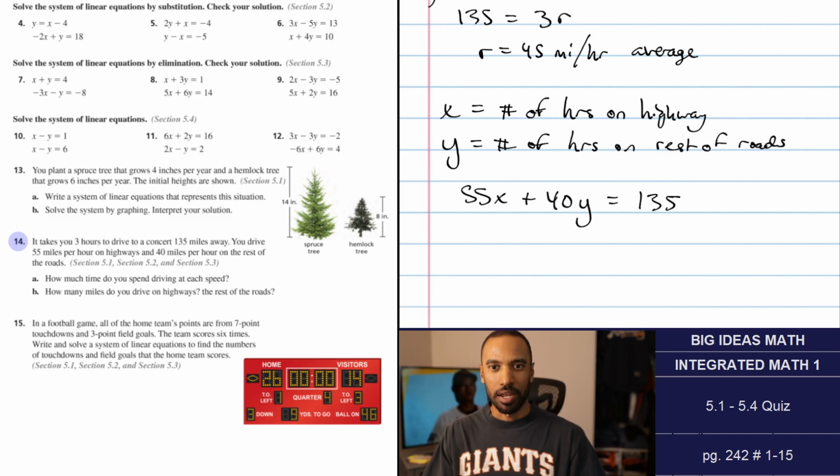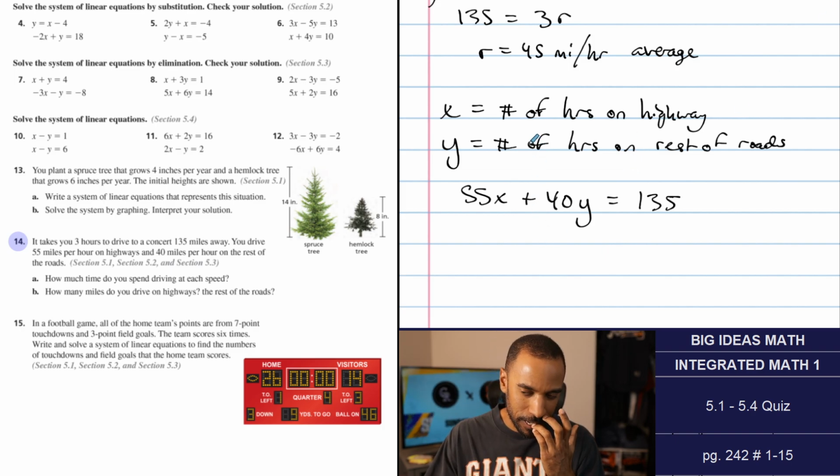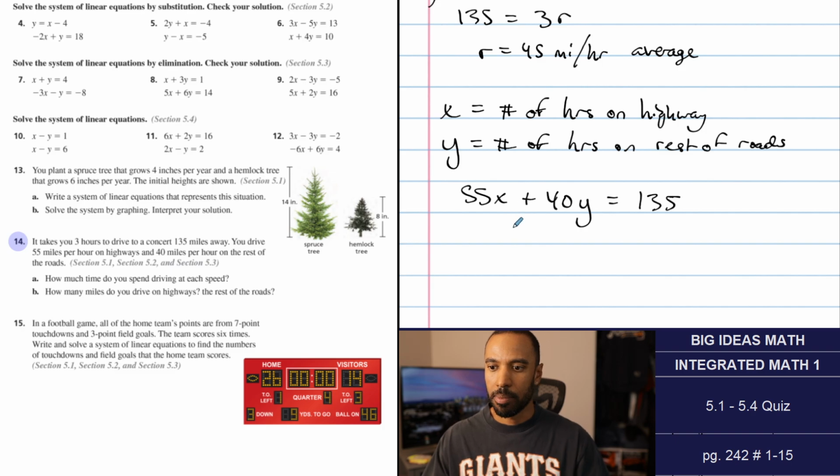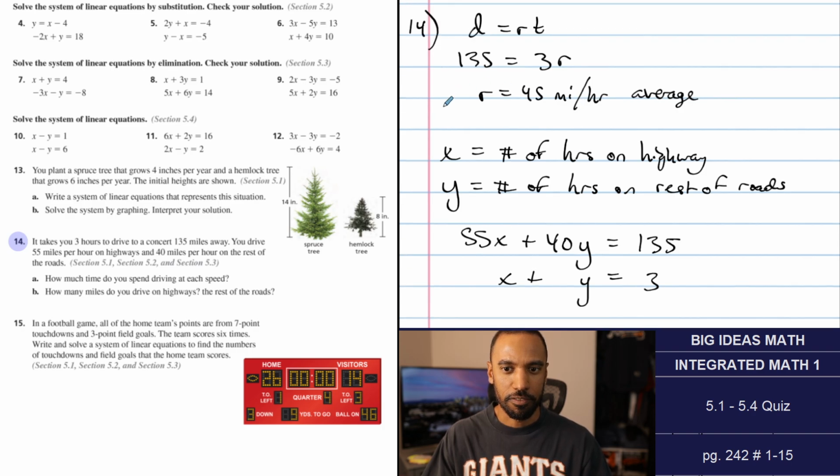I'm thinking about this one. The average thing is bugging me. It's not 55 plus 40 over 2. Oh, it's just 3 hours. So the amount of hours, x plus y equals 3. I don't know why that took me so long to come up with. I don't know if this average part mattered for me. I don't think it did. I think it's just these different totals that are occurring here. So I don't think I needed the 45 per mile average.